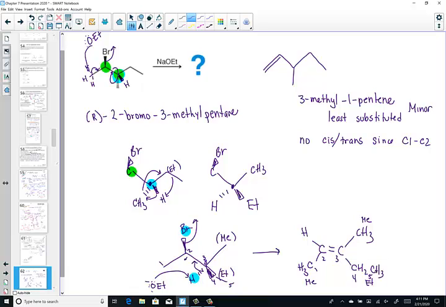How about labeling? Is this E or Z? Well, the highest priority in the first carbon there is this methyl group. Highest priority in the next one would be the ethyl group. That's the same side, so this is the Z conformation.